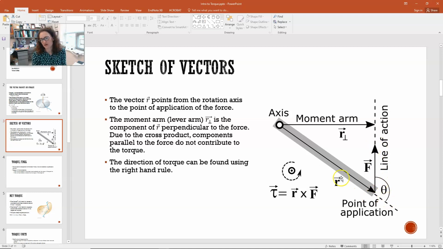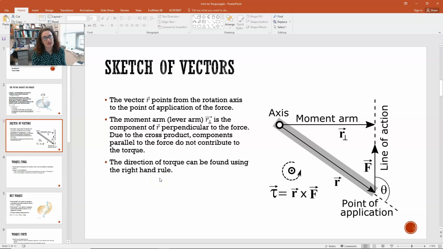Now here, the angle between R and F is shown with theta. And so the magnitude there would be the magnitude of R times the magnitude of F times the sine of theta. But you can also see a sketch of what R perp looks like. R perp is going to be the component of our vector R that's perpendicular to our force. And that's easy to see in this little right triangle drawing here. And you can find the magnitude of R perp by multiplying R times sine of theta once again.